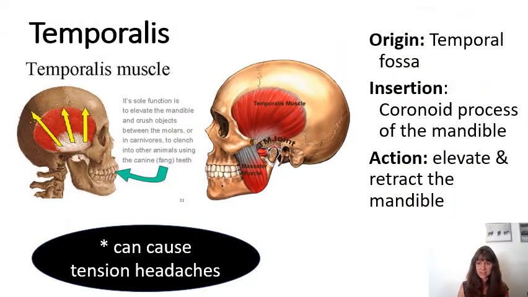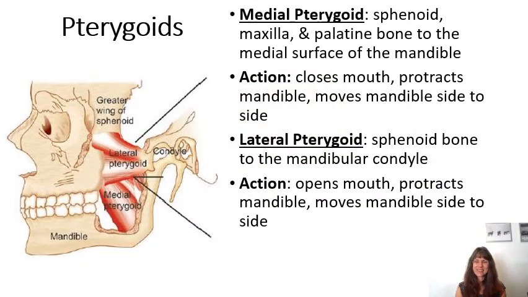The next muscle of mastication we're going to discuss is temporalis. Temporalis was named because it's found right over the temporal bone in the temporal fossa. It inserts on the coronoid process of the mandible, that's that pointy part of the mandible, and its action is to elevate and slightly retract the mandible. It is a source of pain sometimes. When the muscle gets tight, it can actually cause tension headaches.